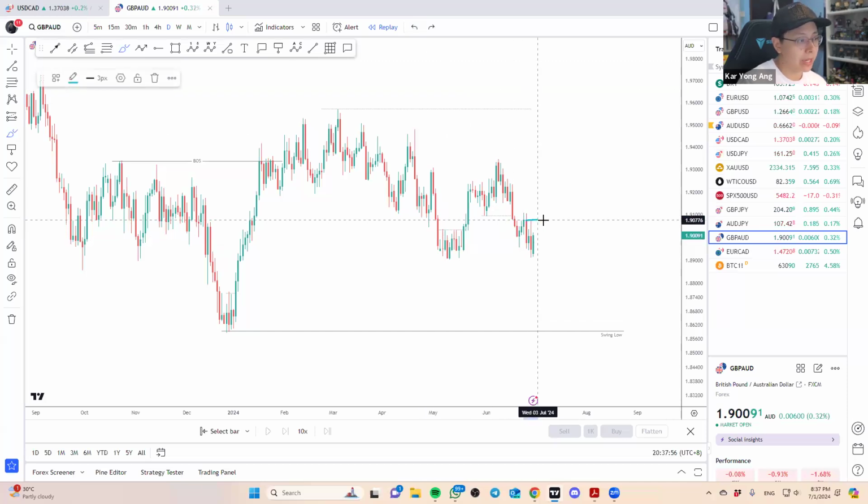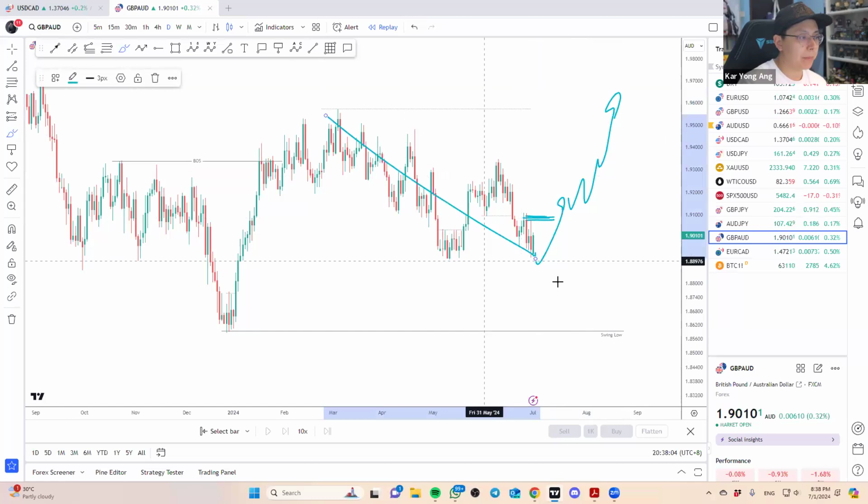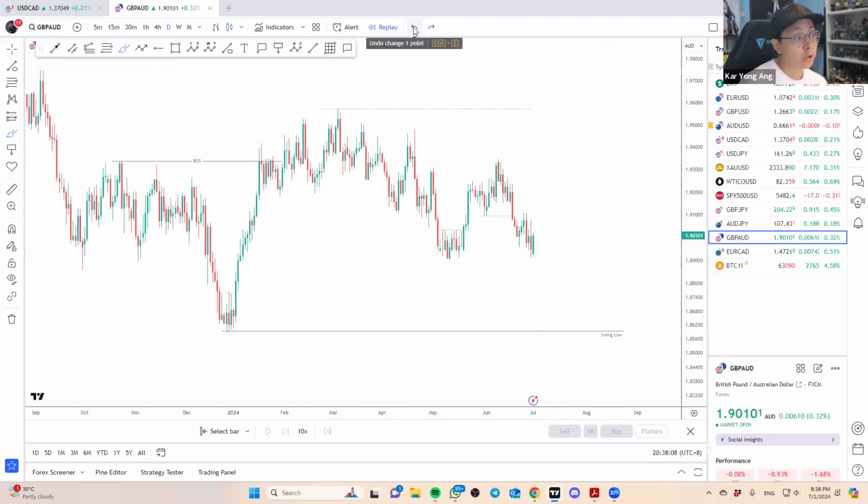Again, we wait for the internal structure to be broken. Then we can say, all right, if you get an internal structure change of character, then maybe we can say the pullback may have completed. Let's look for the upside. Okay, so far, hope that's clear.